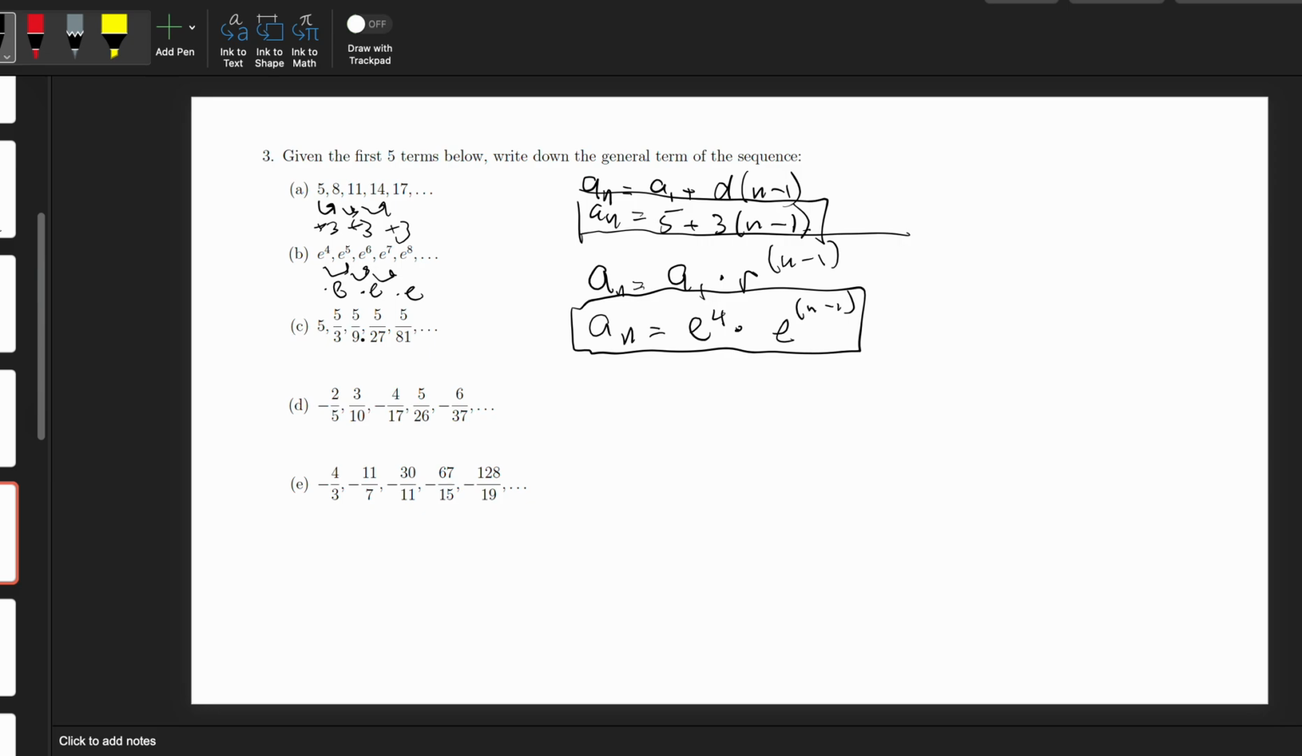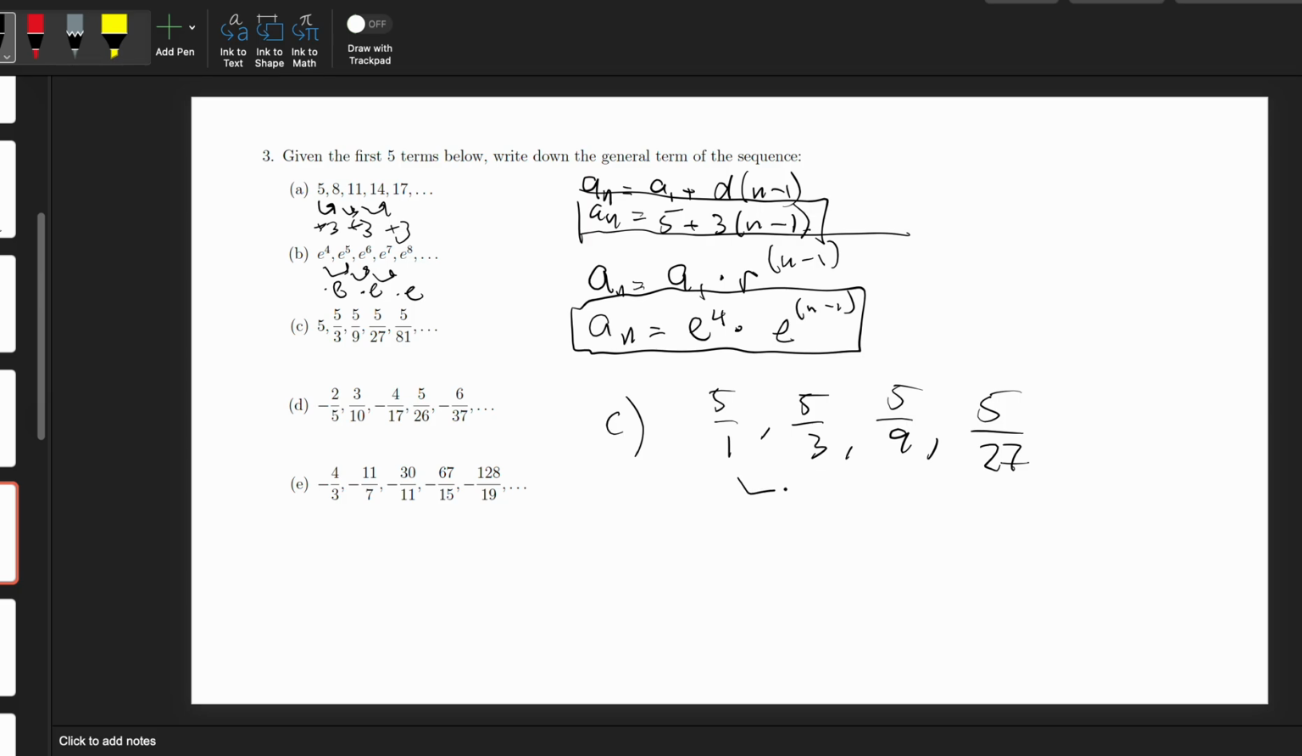You can see that it doesn't really look like, let's do C, I'm adding anything to get from here to here. So let me just do it out. C is 5 over 1, then 5 over 3, then 5 over 9, and then 5 over 27. So it doesn't look like I'm adding anything.